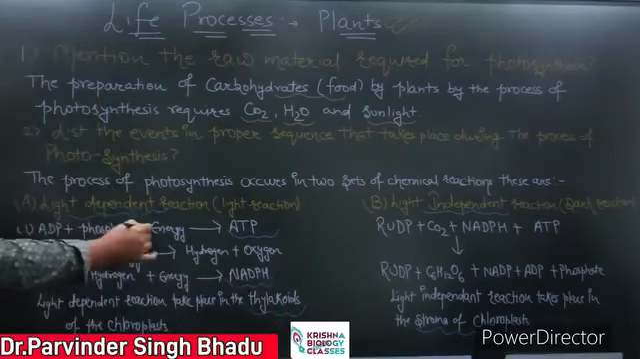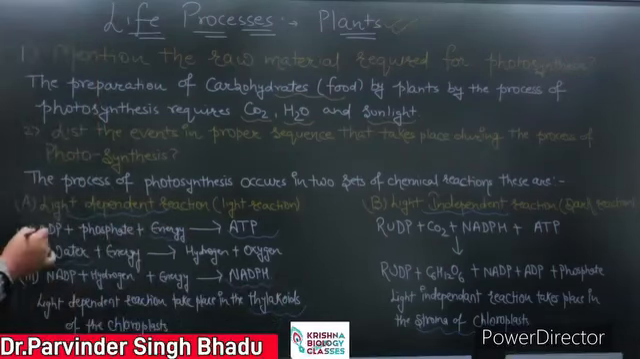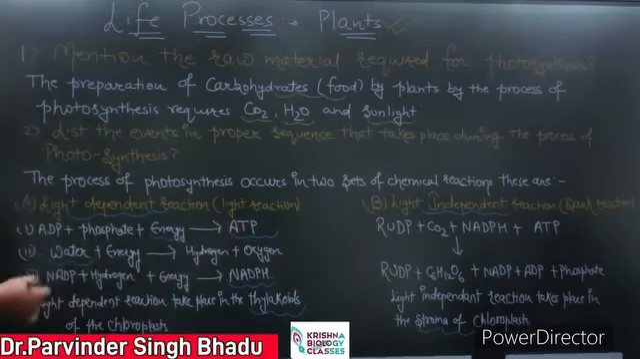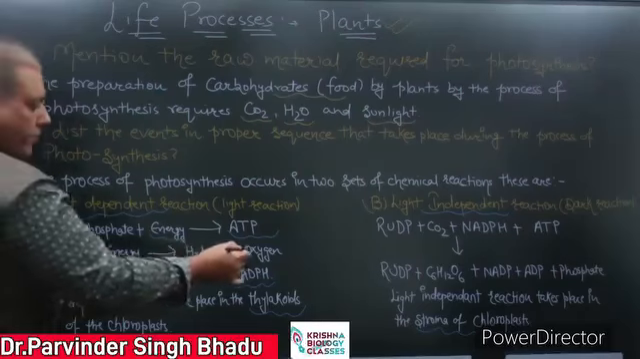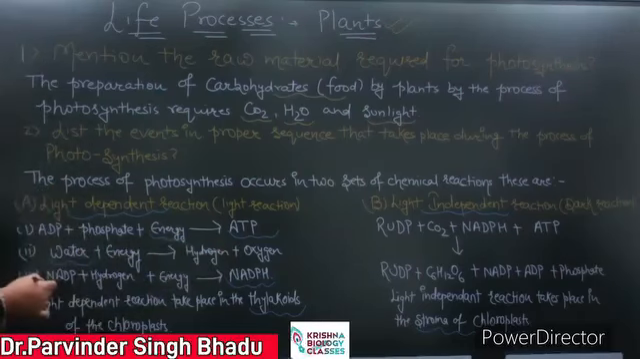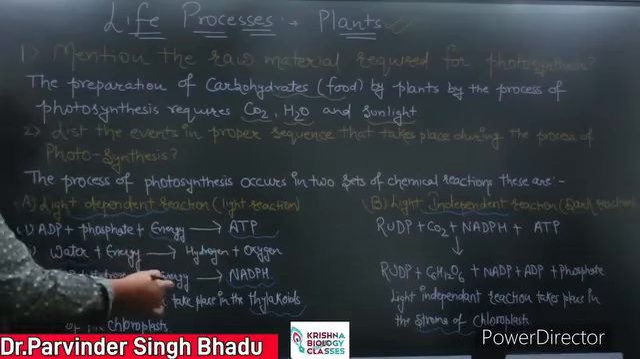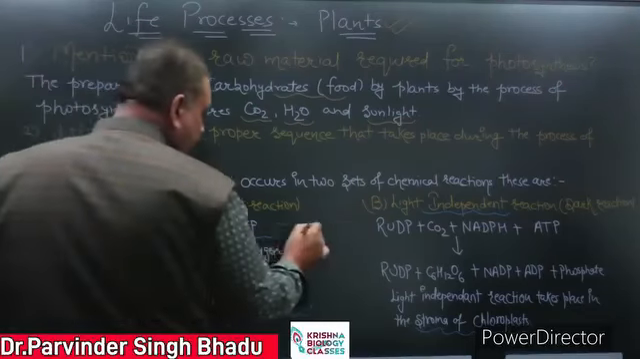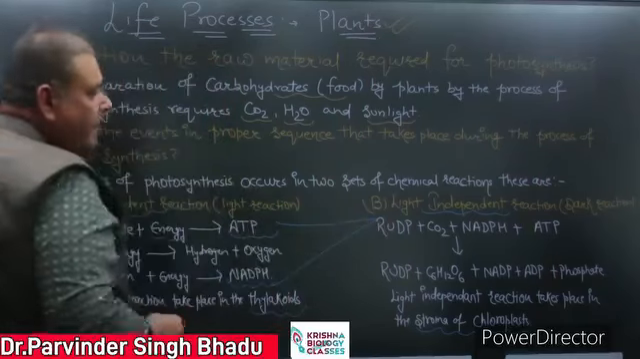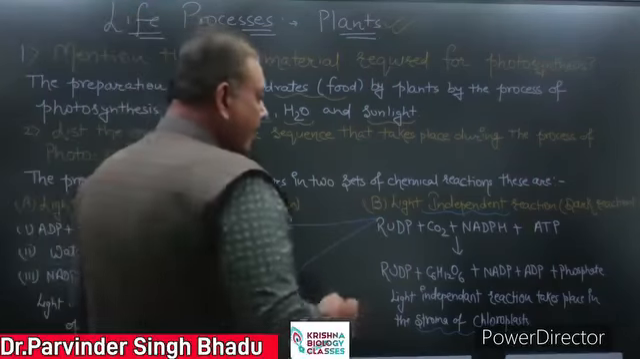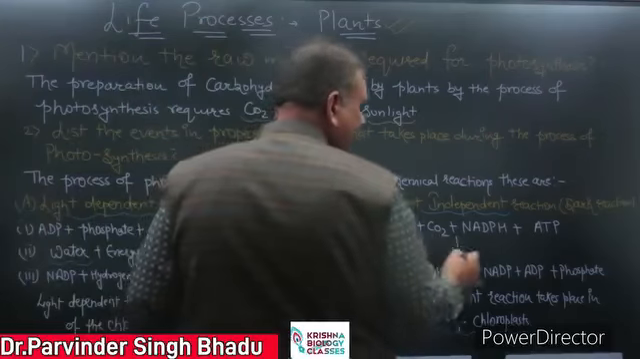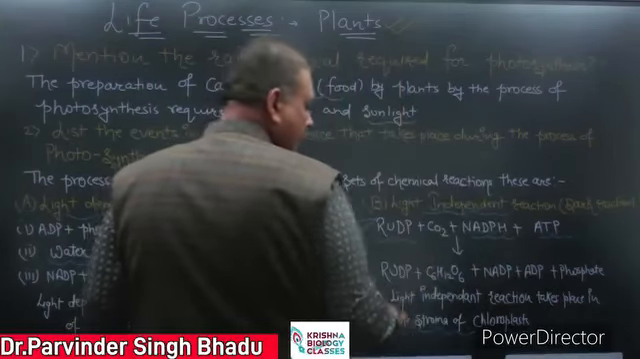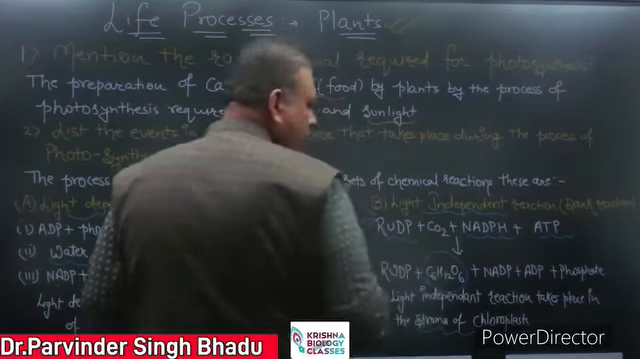So in the presence of sunlight energy, ADP gets attached with phosphate to form adenosine triphosphate. Water breaks down into hydrogen and oxygen, and NADP gets attached with this hydrogen and energy to form NADPH. Now this ATP and NADPH take part in the light independent reaction, and in the presence of the enzyme ribulose diphosphate they react with carbon dioxide and form glucose.